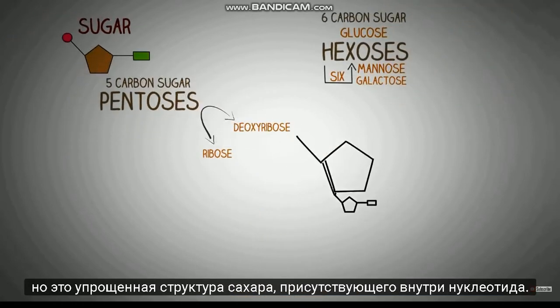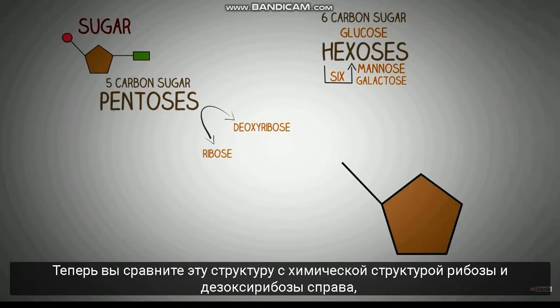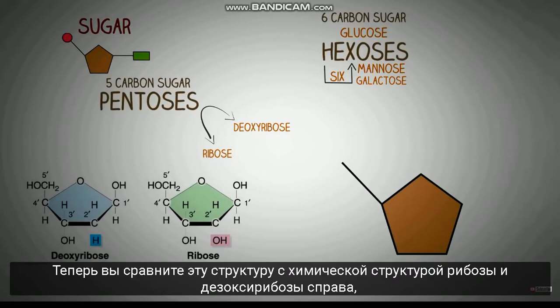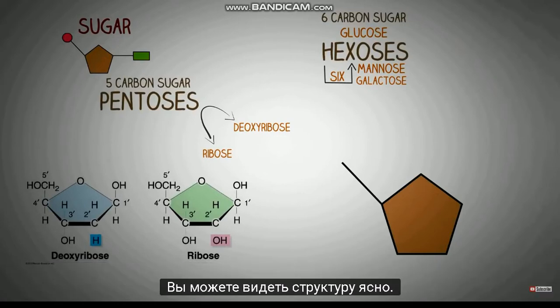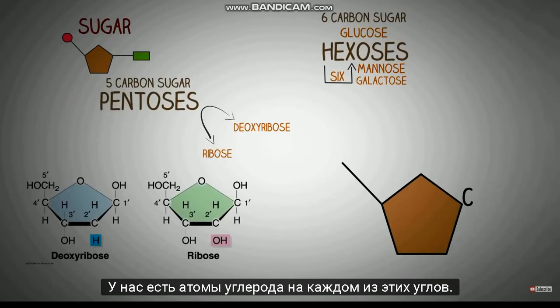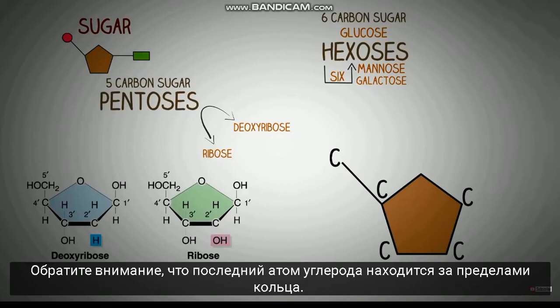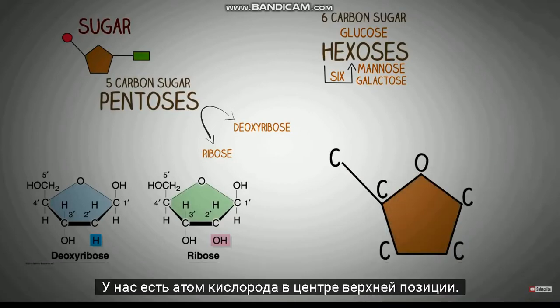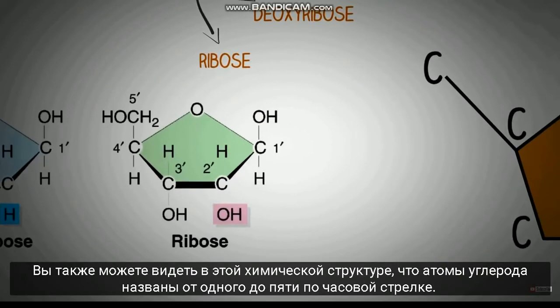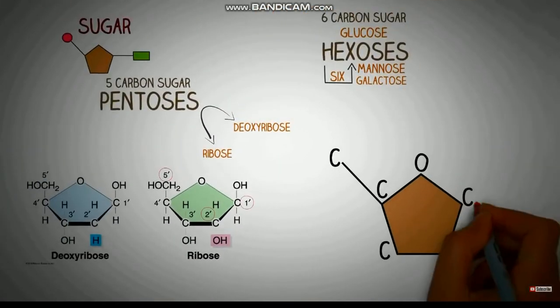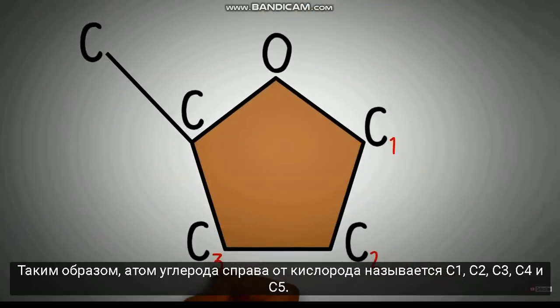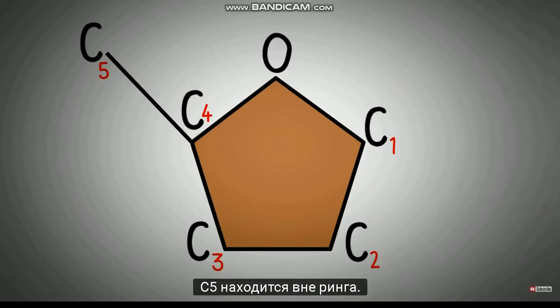Now this is a simplified structure of the sugar present inside the nucleotide. If we compare it with the chemical structure of ribose and deoxyribose on the right, you can see the structure clearly. We have carbon atoms on each of these corners. Note that the last carbon atom is located outside the ring. We have an oxygen atom at the center topmost position. You can also see in this chemical structure that the carbon atoms are named from 1 to 5 in a clockwise direction. The carbon atom next right to the oxygen is called C1, then C2, C3, C4 and C5. C5 is located outside the ring.